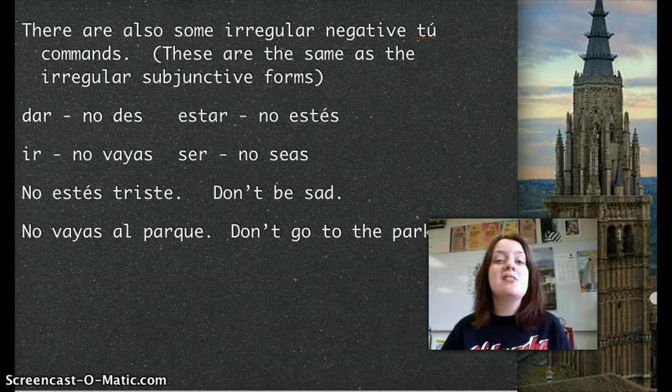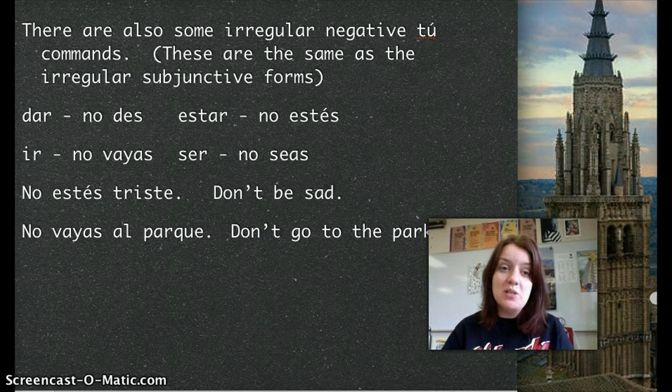There are some that are just irregular in the negative command form. So they're the same as the irregular subjunctive forms. Saber is one, but that doesn't necessarily make sense as a command because saber means to know. So it would be weird to tell someone not to know something, because if they know it already, they just know it. So that one's not listed here, but it is irregular in the subjunctive and the command form. The verb dar, to give, goes to no des, estar, no estés, ir, no vayas, and ser, no seas. Just got to memorize them.